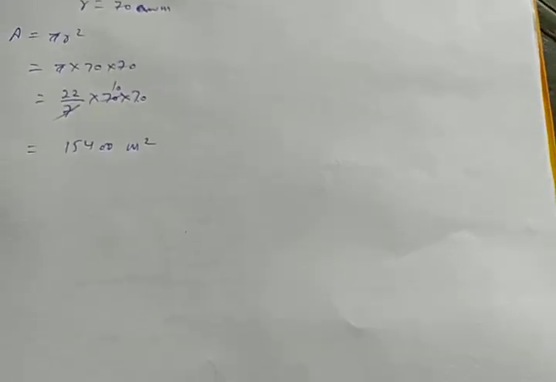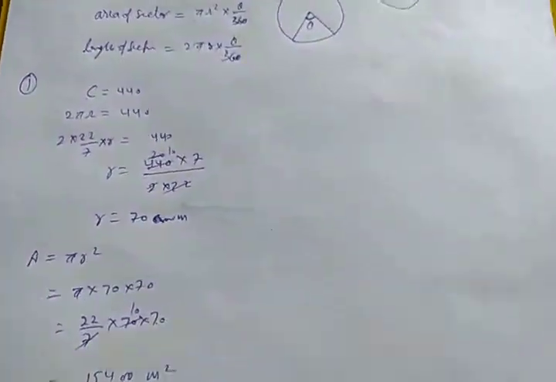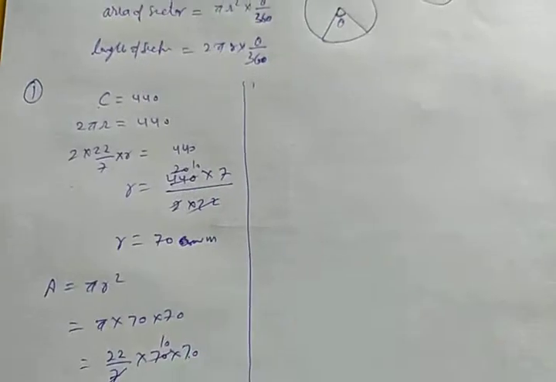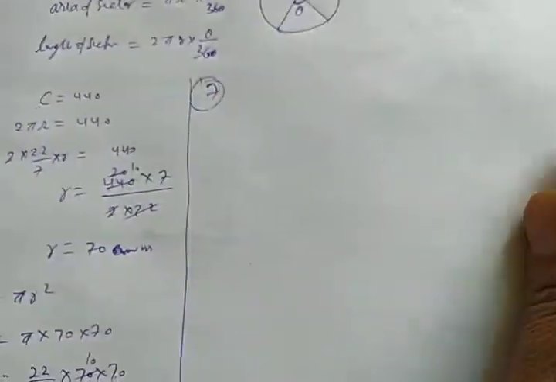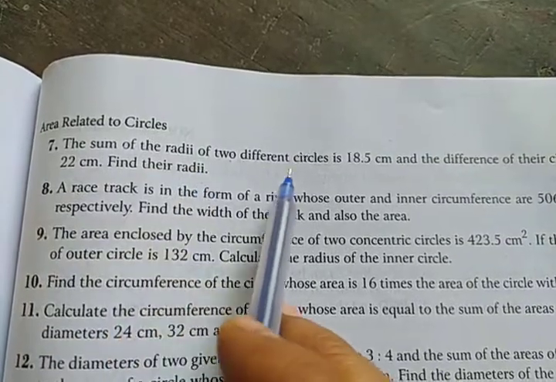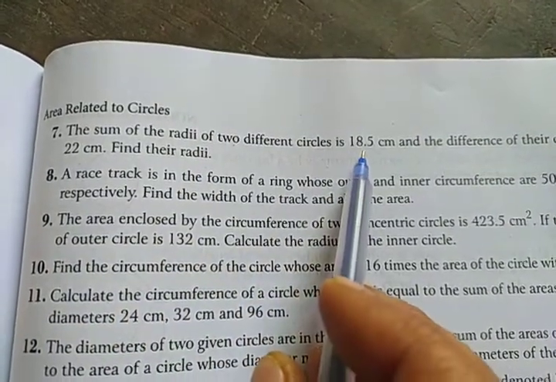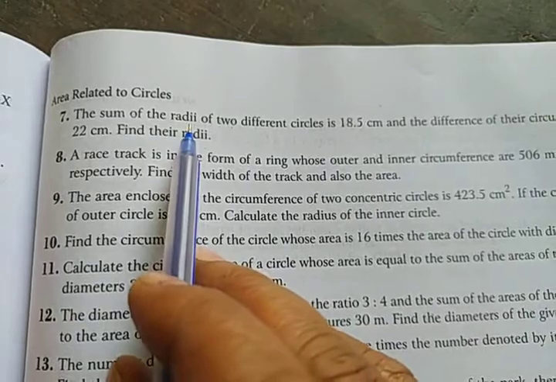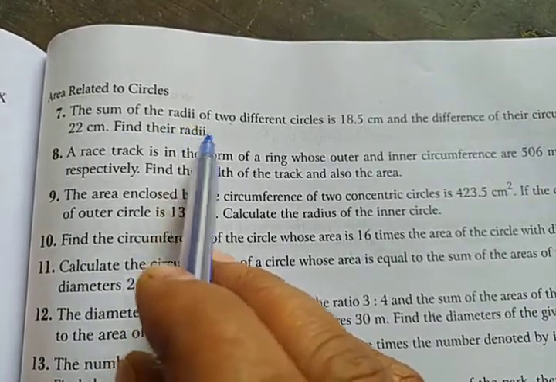Some of the friends would be solving or would have solved, whatever the case may be, I don't know. But the question that is 2, not 7. In this question, it is a little bit different. The sum of the radii of the two different circles is this much. Means there are two circles. We will take their radii r1 and r2. The sum of the radii has been given.